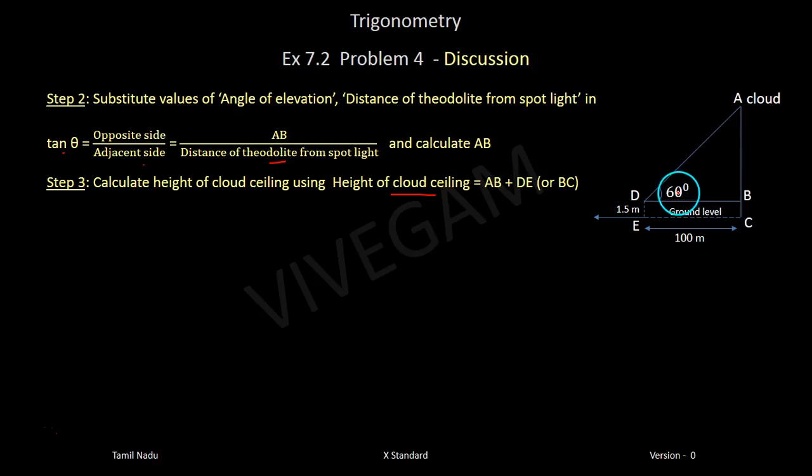So this tan 60 will give you opposite by adjacent. This adjacent side is known as 100 meters. This AB can be calculated. So once AB is calculated, AB plus BC will give you the total height of the cloud ceiling. Okay, I hope I made it clear. What I suggest is pause the video here and try to do the problem on your own, and on completion please come back and check your working against our solution.